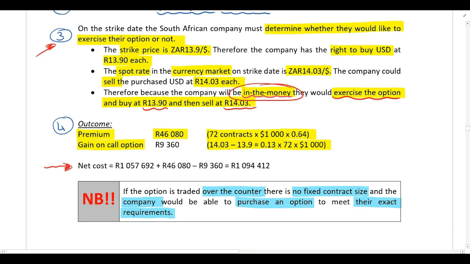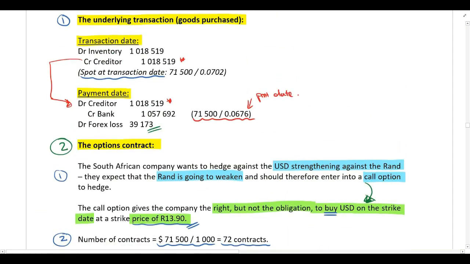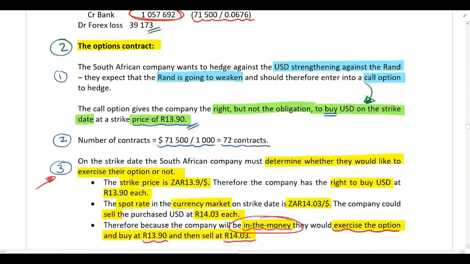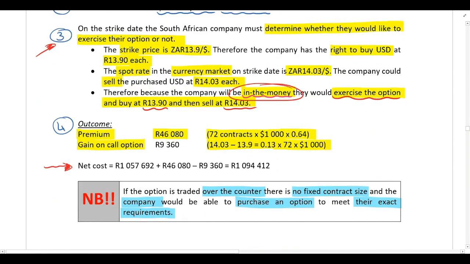We can then wrap this up and calculate the net cost of the inventory. What is the cash outflow if we ignore the options contract? We credit bank with 1,057,692. Then we enter into the options contract, and that contract has a cost or a premium of 46,080 Rand. So that is obviously going to increase the cash outflow for the company. But we make a gain on this option, which then decreases the cash outflow. So that is the net cost for the company.